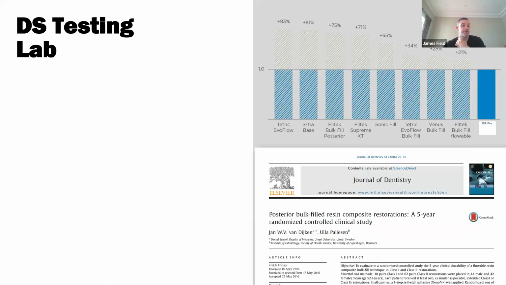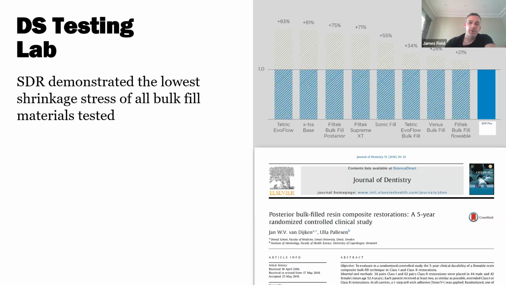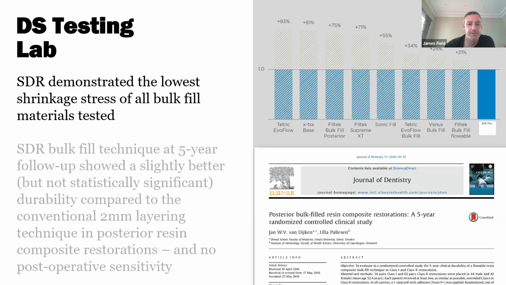So Dentsply, of course, have done some of their own testing in the lab, and this slide is just some of the studies that were published in the Journal of Dentistry, looking at SDR flow and its behaviors. And what it was showing against the materials tested was the lowest shrinkage stress of all of the bulk fill materials that were tested at the time. And this is getting up to almost 10 years ago now, but it's really important to understand that shrinkage stress is also a factor when placing composites, and we want that to be as low as possible.